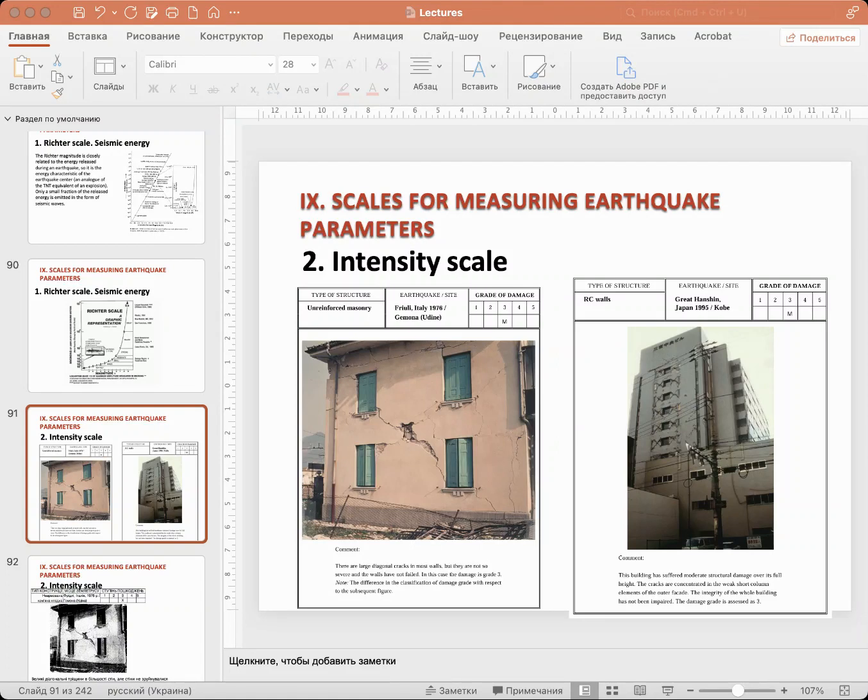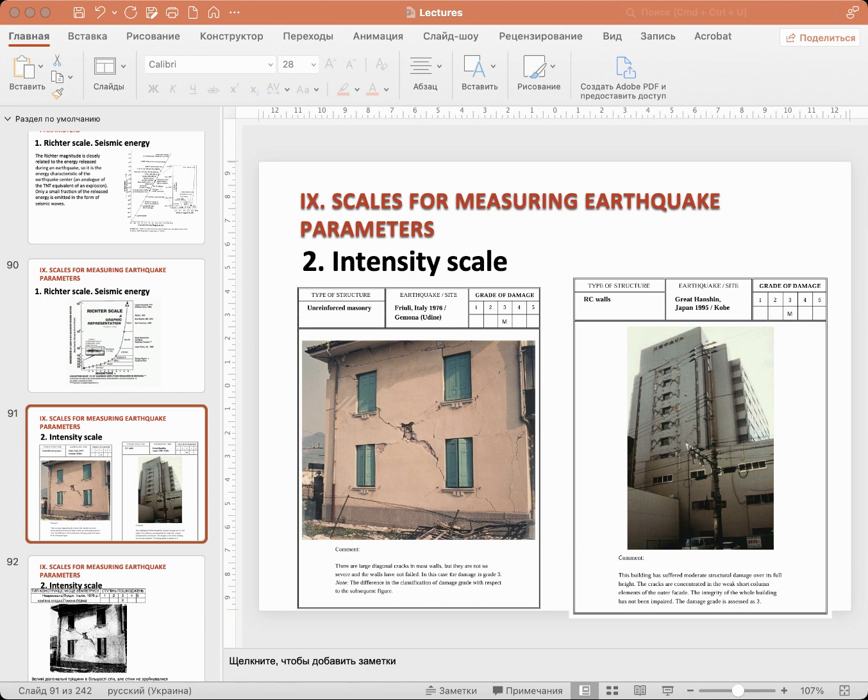Today we will continue the topic connected with the scales for measuring earthquake parameters. As we discussed previously, the first and most widespread scale is the Richter scale. It works only with specific equipment, with devices like the seismograph, and only by analyzing the seismograph records can we define the magnitude of the earthquake, because the Richter scale is measured in magnitude.